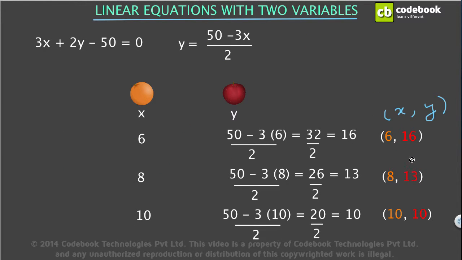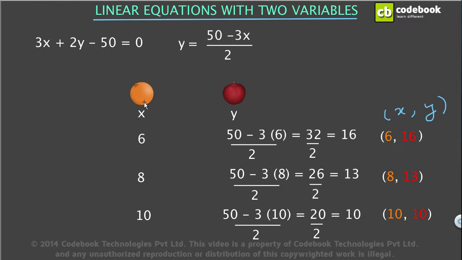So now let's come back to your problem where you know the price of the orange but you don't know the price of the apple. So going back to your equation, 3x plus 2y minus 50 equal to 0, this can be expressed as y equal to (50 minus 3x) by 2, leaving y on the left hand side and bringing everything to the right hand side, and you will have this equation.